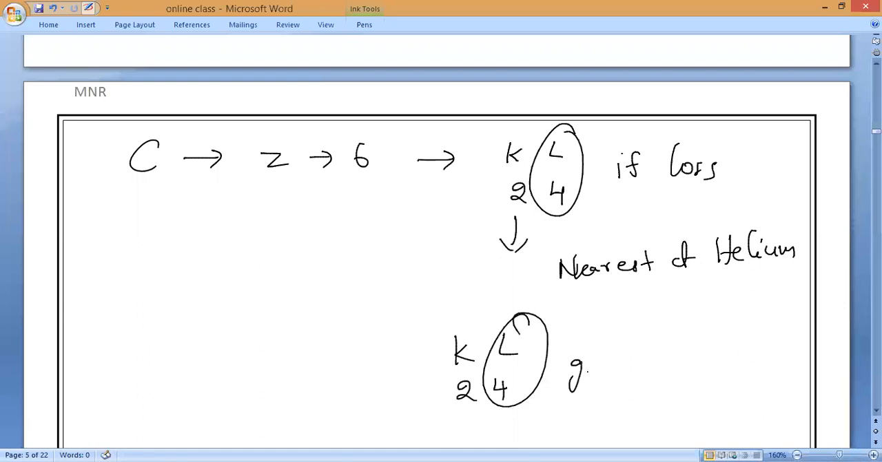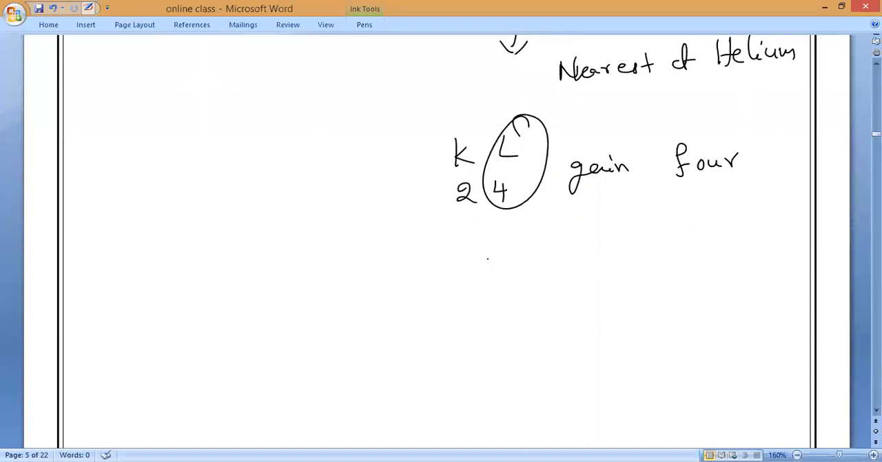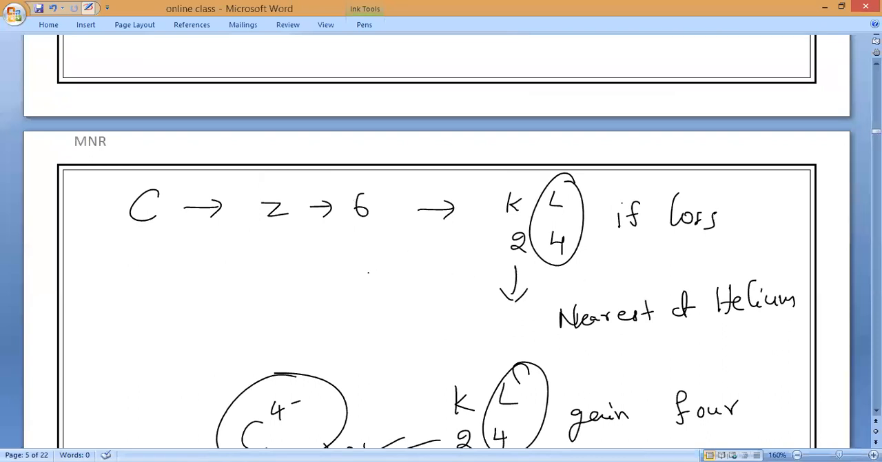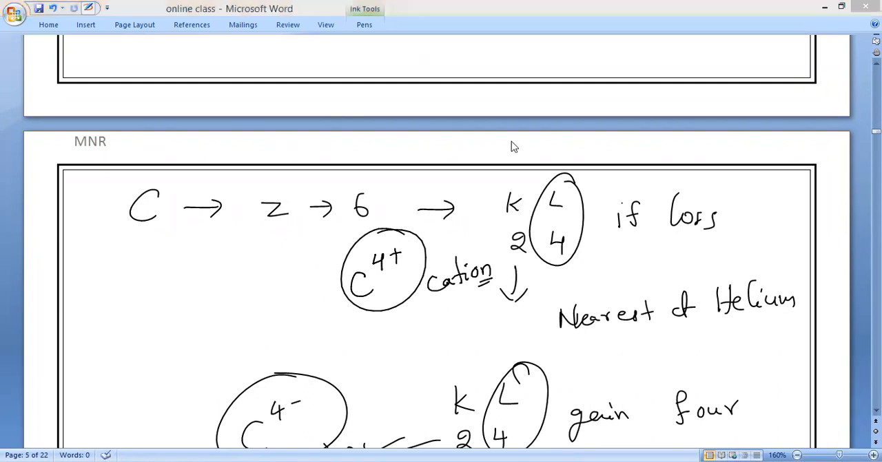Again, K, L, 2, 4. If it gains four electrons, understand? Then it will attain the nearest electronic configuration of whom? Neon. Now, gaining means it will form carbon 4 minus anion. If it loses, it will become C4 plus, a cation. Now, why is it not happening? Anybody? Sir, the nucleus can't hold electrons. Very good.